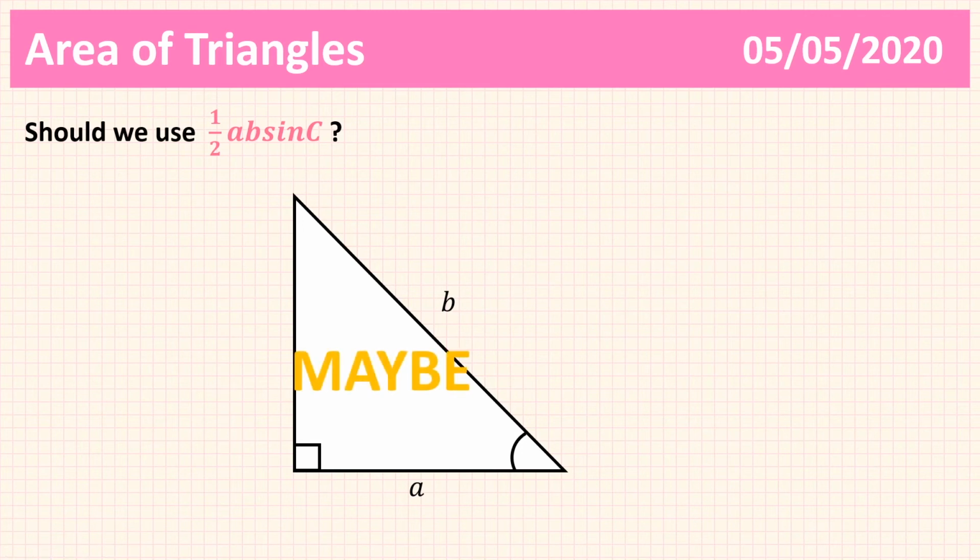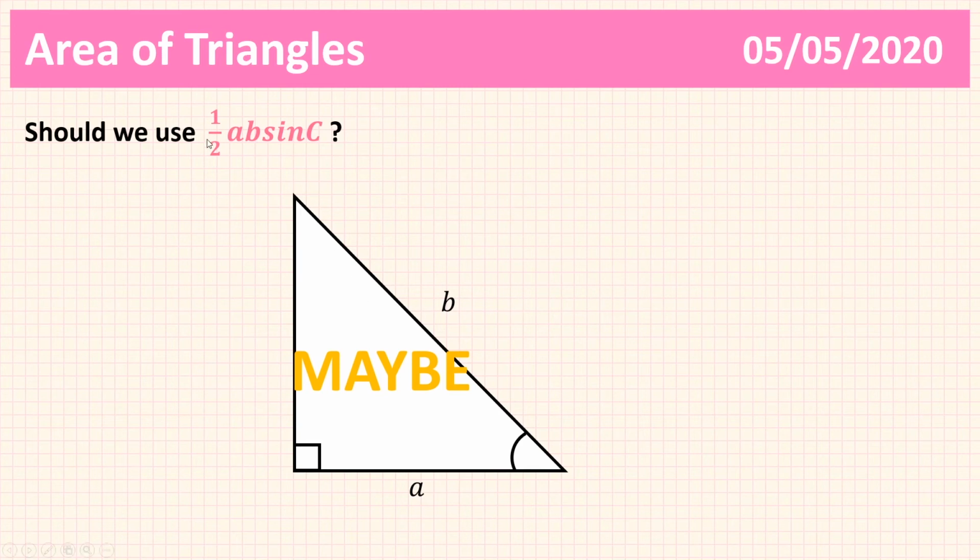Well, the answer is maybe. And the reason the answer is maybe is because we could use Pythagoras to work out the perpendicular height, or we could just use a half AB sine C. So it depends on which one you feel more confident with. If you want to use Pythagoras and work out the perpendicular height and go through that, you could. If you wanted to use a half AB sine C, you could. It just depends on your preference.